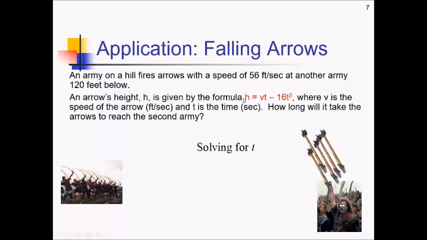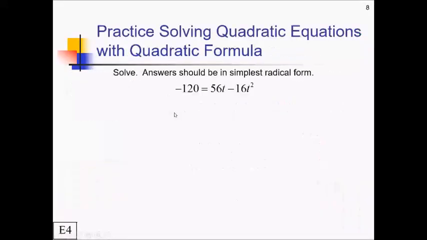We want the arrows to be at a height of 120 feet below, so that's negative 120. V is our arrow speed, which they set up here was 56 feet per second. And then this minus 16t squared, we don't know t, so that's going to stay the way it is. So let's go ahead and solve this now. So this is our classic quadratic formula situation. We have a linear term, and we really don't feel like factoring this thing.